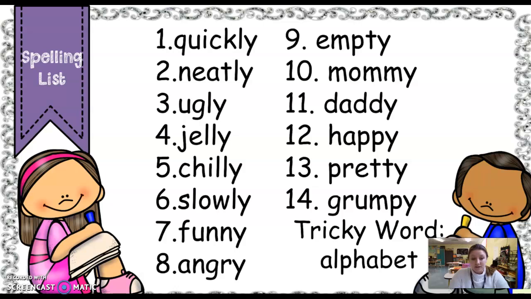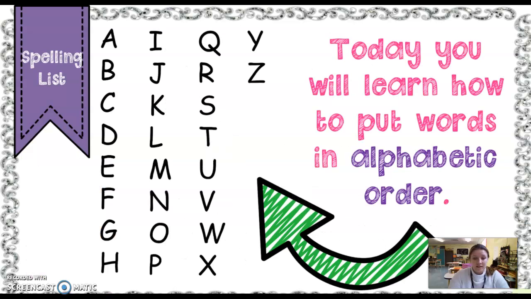And our tricky word this week, remember tricky words are rule breakers. Our tricky word is alphabet. Take a look at these words. What do you notice about them? What do you see in every single word? That's right, they all end in the letter Y. And all of these words that end in the letter Y use the letter Y to make the E sound at the end of the word.